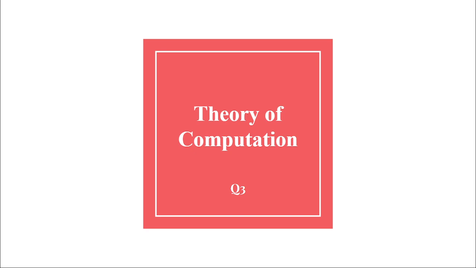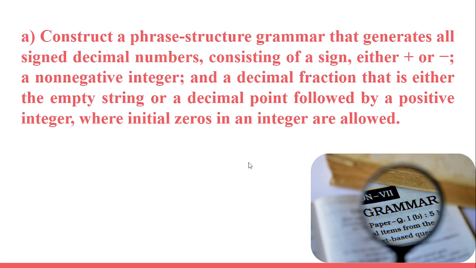Hello, in this video we'll solve the third question of our first internal test document. The question we are given is: construct a phrase structure grammar that generates all the signed decimal numbers consisting of a sign, either plus or minus, at the start and a non-negative integer and a decimal fraction that is either the empty string or a decimal point followed by a positive integer, where initial 0 is allowed.